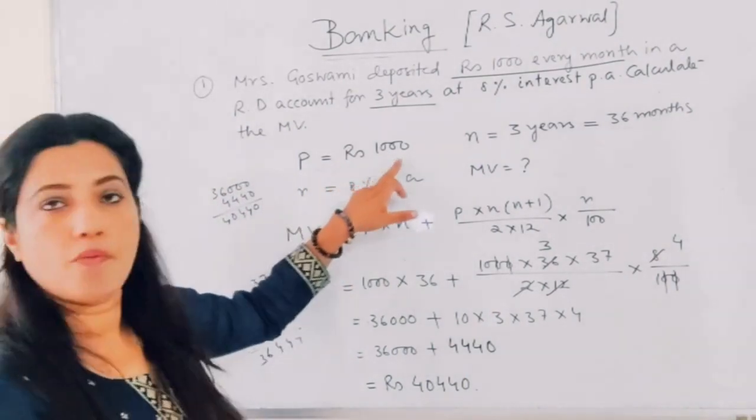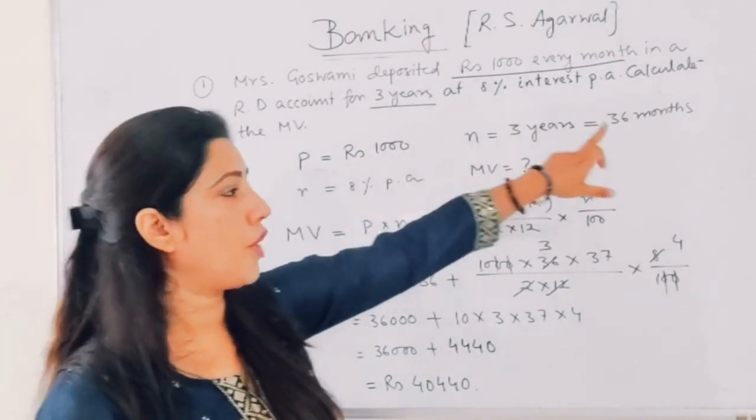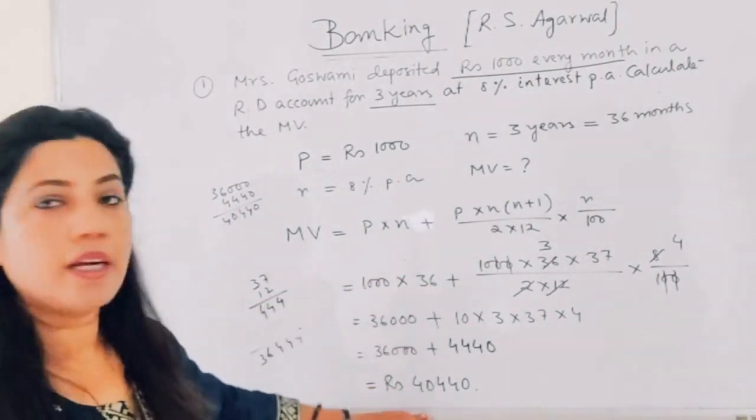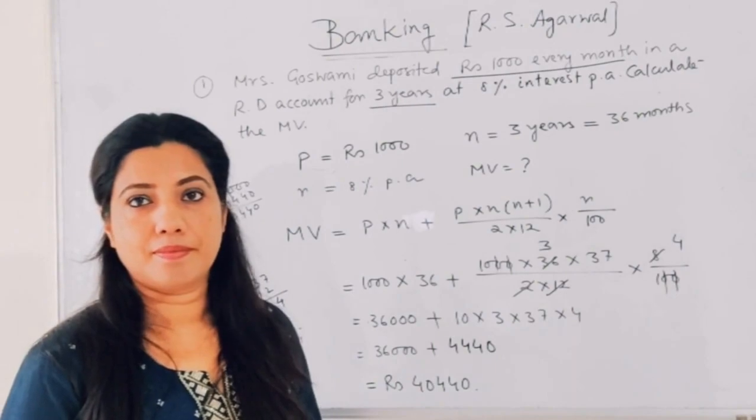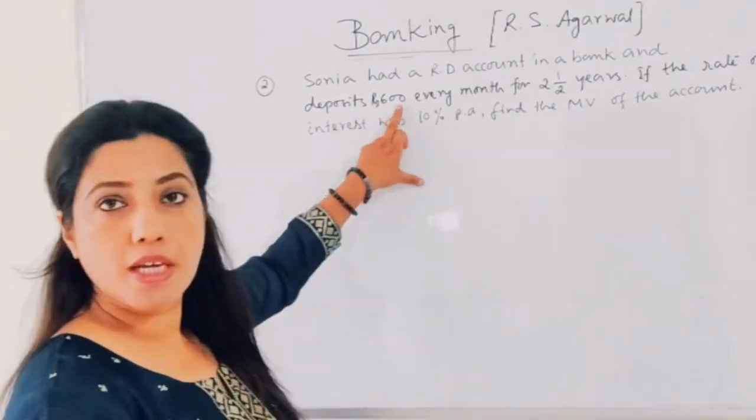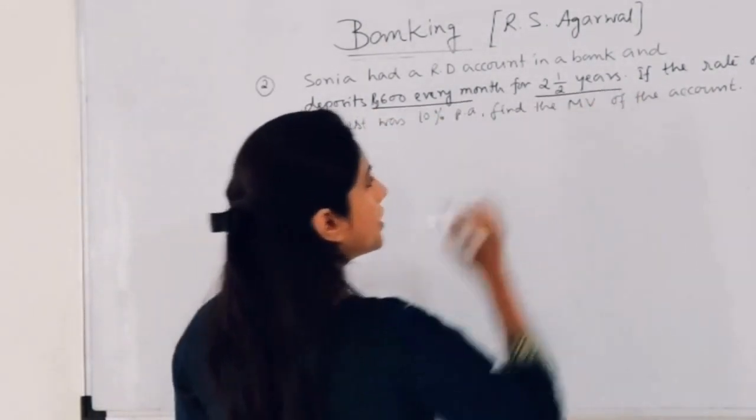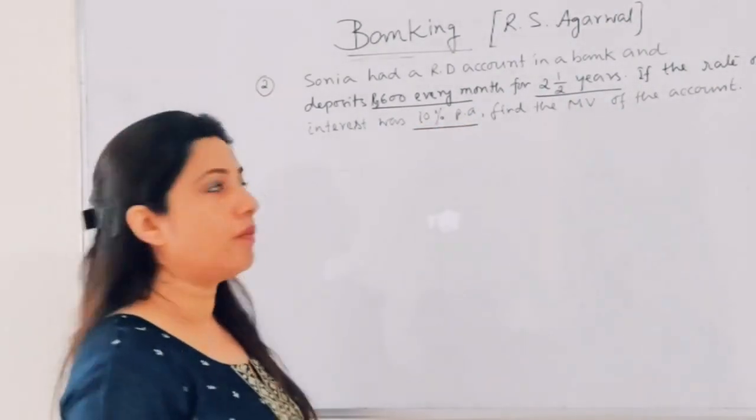So this is how you need to do the sums. First, we need to write down the information given in the question. The time has to be converted into months always. Write down the formula and then do the calculation. Let us see the second sum. Sonia had an RD account in a bank and deposits rupees 600 every month for 2.5 years. If the rate of interest was 10% per annum, find the maturity value.